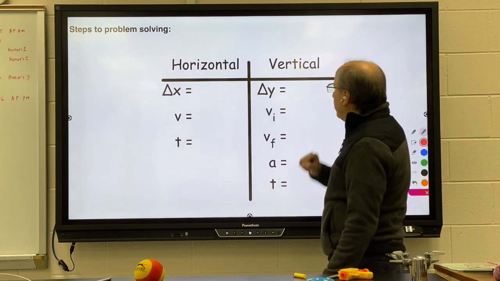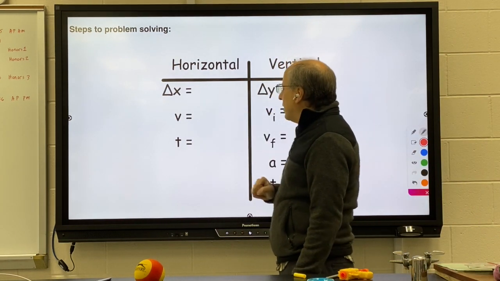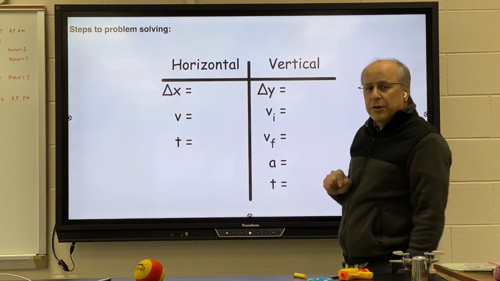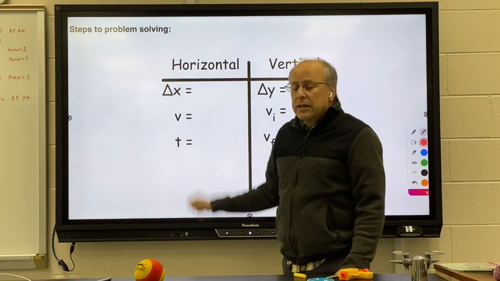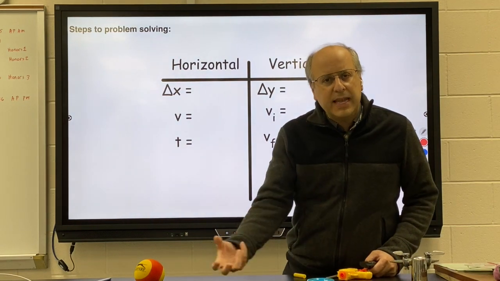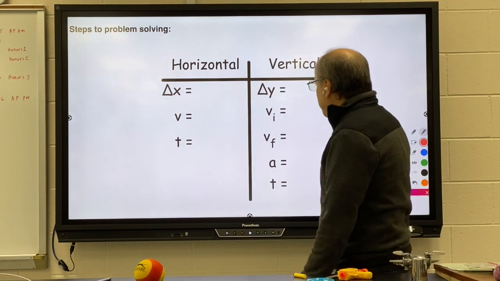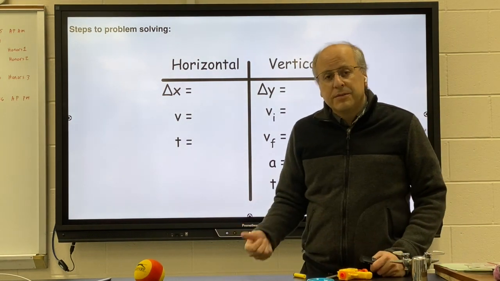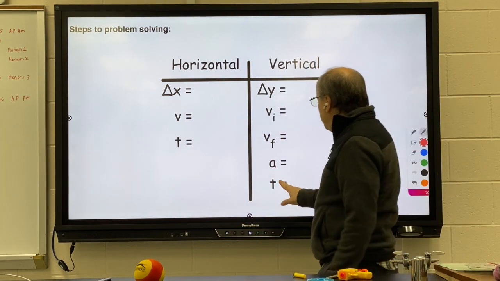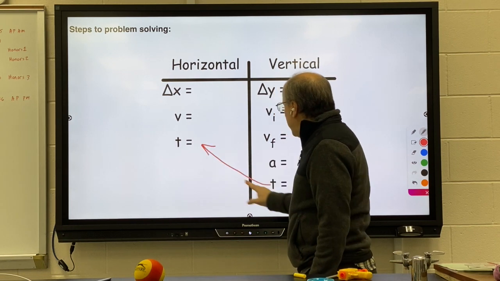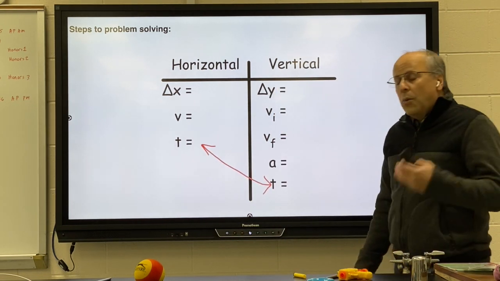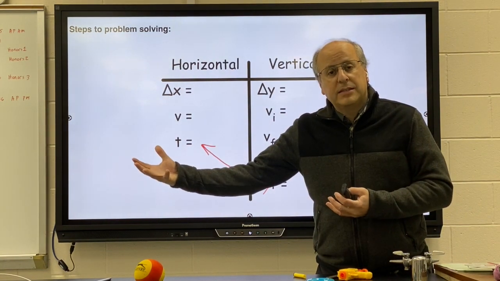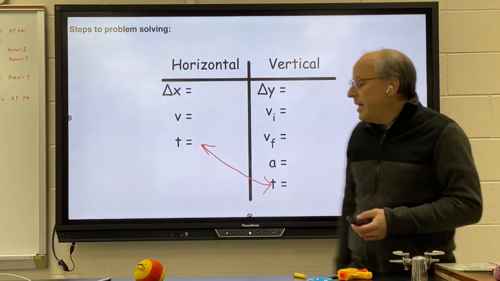This is the vertical displacement, this is the horizontal displacement. Initial vertical speed, final vertical speed. Horizontally, there's only one speed because it doesn't gain or lose speed horizontally. Acceleration, that'll be negative 9.8 if you're on Earth. And time is important because time links the 2 sides together. While it's a projectile, it's going to have the same time moving vertically as it was horizontally, okay?